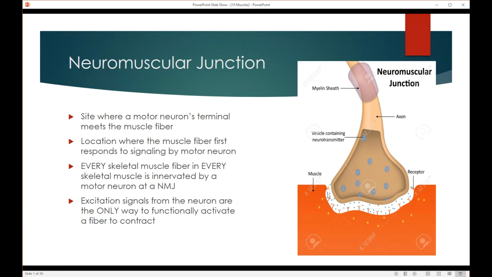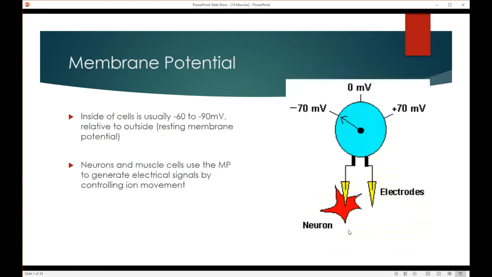And when that happens, the neurotransmitter is going to bind to receptors on the muscle fibers. The excitation signals from the neuron are the only way to functionally activate the fiber to contract. So we have to have this happen in order to get this muscle fiber to contract.